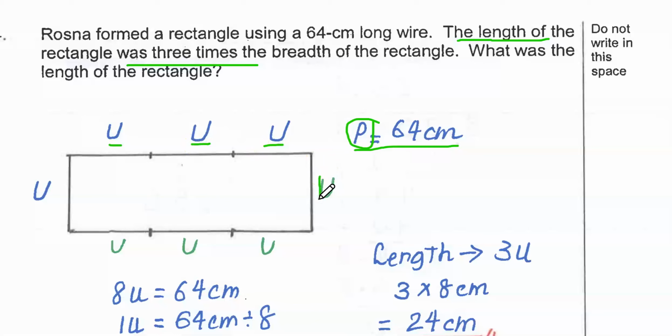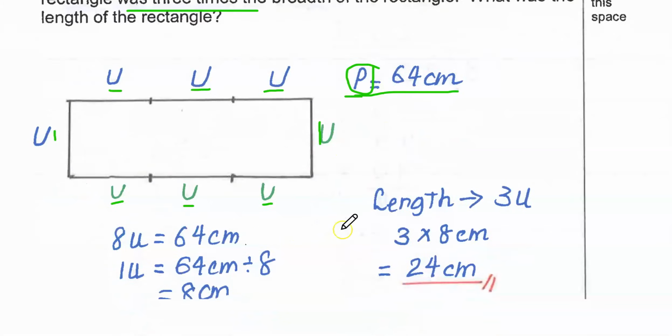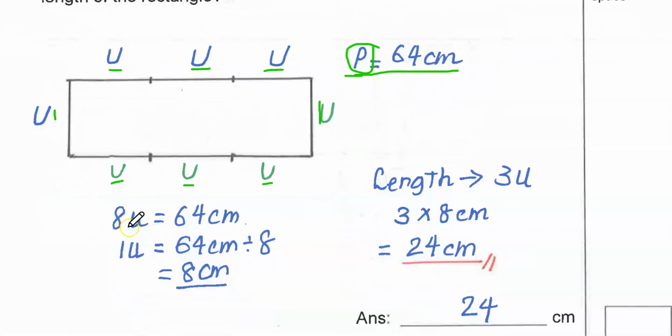Now, in the rectangle, of course the opposite, you have the same length, right? So you have 3U. And the opposite of the breadth, you have, okay, 1U. Look, the total perimeter is 8U. So 64 is 8U. Right? 8U is 64. We need to find just 1U first. Okay? 1U is 64 divided by 8 is 8. Right? We have 8, right?